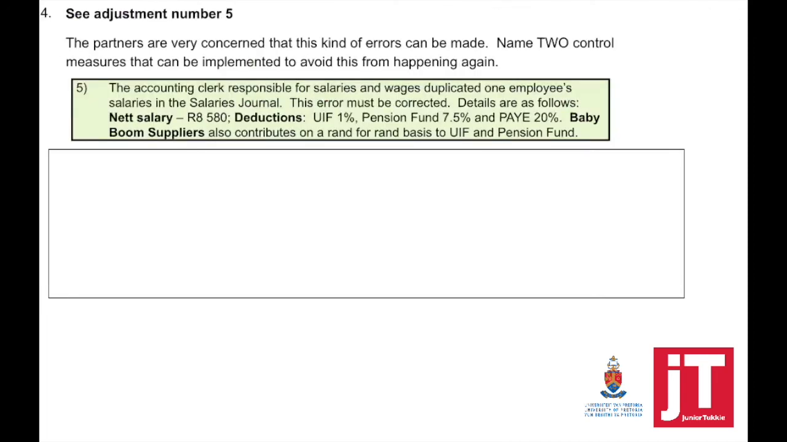Question number 4, see adjustment number 5. The partners are very concerned that this kind of errors can be made. Name 2 control measures that can be implemented to avoid this from happening again. So the adjustment was the accounting clerk responsible for salaries and wages duplicated one employee's salaries in the salaries journal.